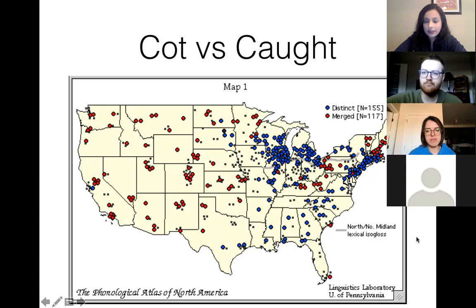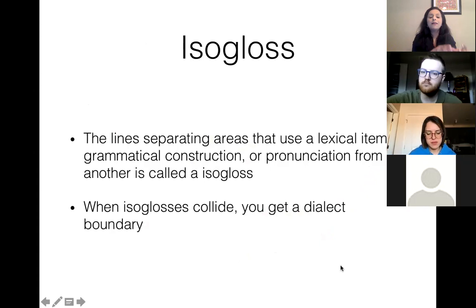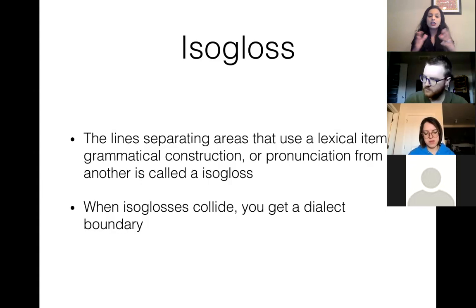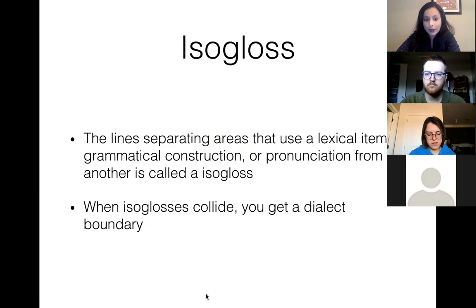So in a map like the one that I just showed you, you can actually draw certain lines to say that above a certain line, the two vowels are merged, and below a certain line, the two vowels are distinct. Those kinds of dialect boundaries are called an isogloss, right? Isogloss. So an isogloss is literally a line on a dialect boundary map that gives you a distinction. So there are two distinct pronunciations or words, depending on what area you're referring to on the dialect boundary map. So an isogloss is that particular line that separates the use of a lexical item or a grammatical construction from another one. Okay, a dialect boundary or an isogloss.